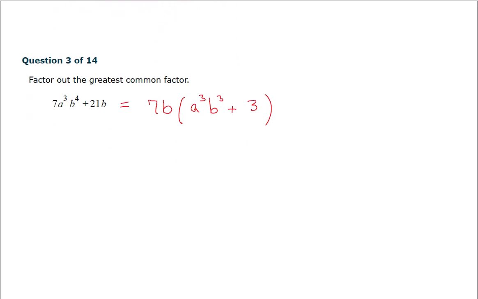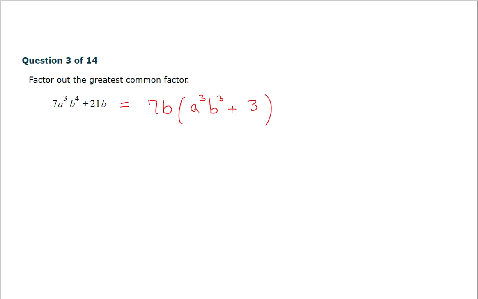Question 3. All right, let's see. Got 2 items. All right, looking at my numbers, a 7 and a 21. Okay, so there's a 7 in common. There's a 1 here because 7 times 1 is the 7. There's a 3 there. 7 times 3 is the 21. Now I'm looking, I see 3 A's here, but this term doesn't have any A's. So there are no A's in common.